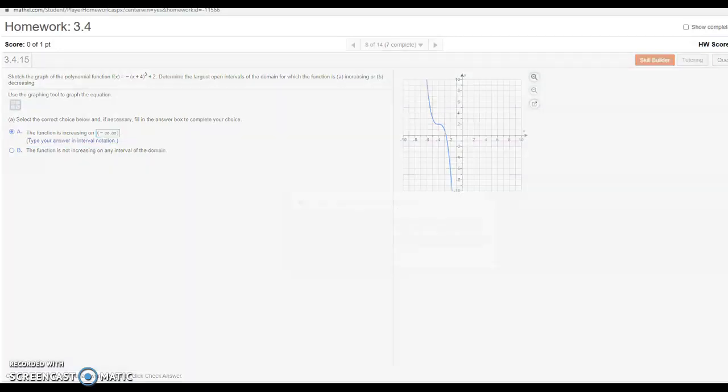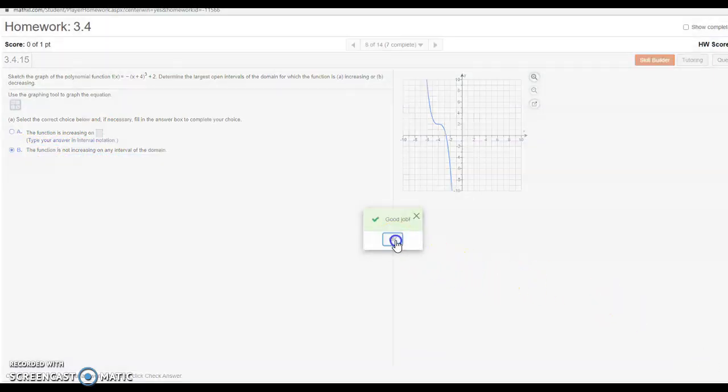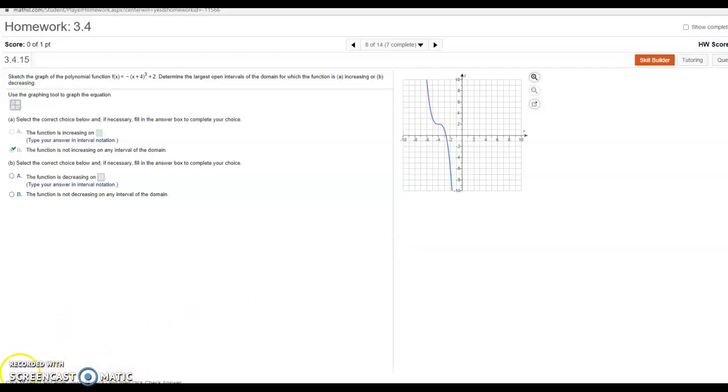All right, I hope that helps. Oh, whoops, the function is increasing. Sorry, it's never increasing. I just got through saying it's all decreasing. So it's this one, the function is not increasing. Sorry about that. I need to read my directions closer, don't I? All right, hope that helps. I'll pause here, and if you have further questions, let me know.